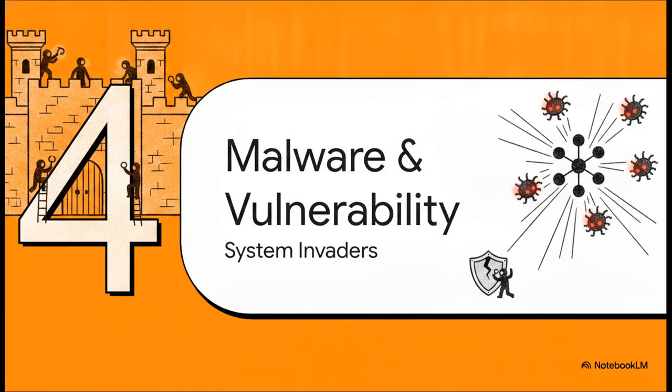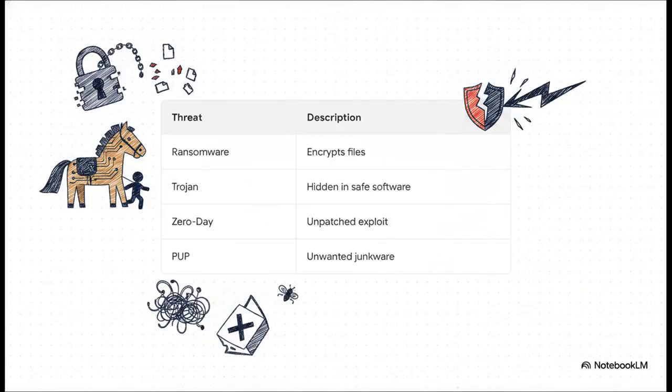Moving right along to Section 4, Malware and System Vulnerabilities. When attackers actually breach the perimeter, they use a whole variety of common malware threats. Ransomware maliciously encrypts your data until you pay up. A Trojan tricks the user by hiding malicious code right inside a legitimate-looking download.